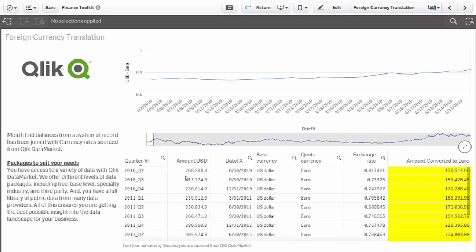And what I've done is I've gone out and utilized Click Data Market, and captured currency rates over that same period, and automatically merged that data with my balance data to give me an exchange rate for each one of those periods, and then I'm able to convert my numbers from US dollars to euros in this particular case. Click Data Market has a very wide range of currency translations available, and more information can be found on click.com.